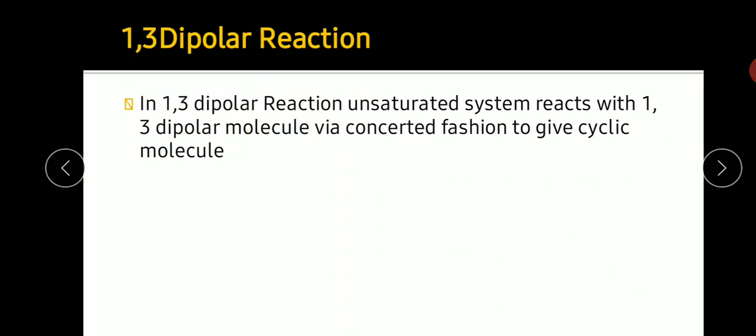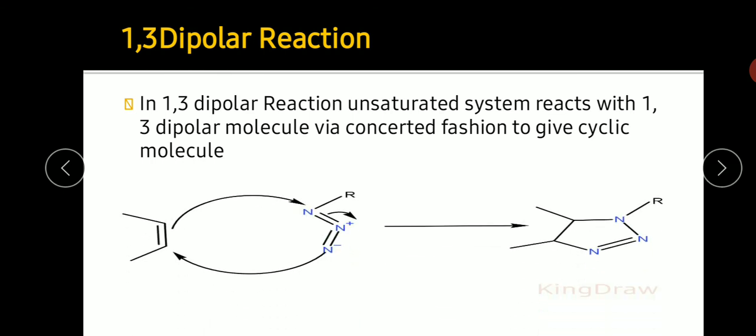Now see the 1,3 dipolar reaction. In 1,3 dipolar reaction, an unsaturated system reacts with a 1,3 dipolar molecule via concerted fashion to give a cyclic molecule. Now see the example of 1,3 dipolar reaction. In this reaction, this double bond attacks here, this minus charge attacks here, this double bond attacks here, and this double bond stabilizes this positive charge and formation of this product.